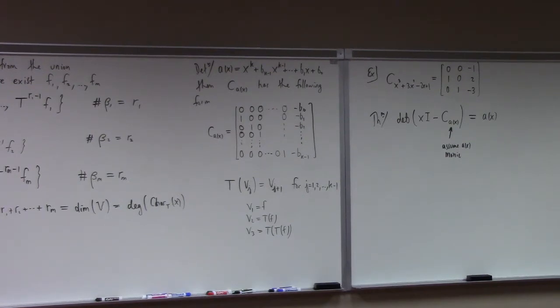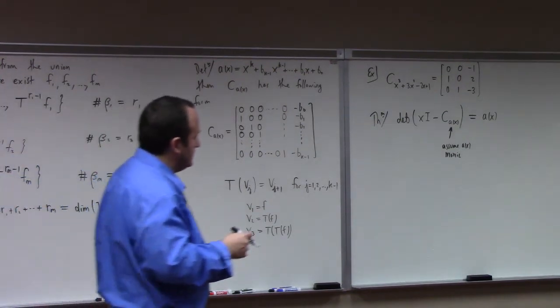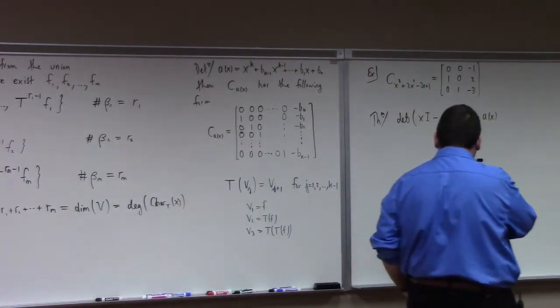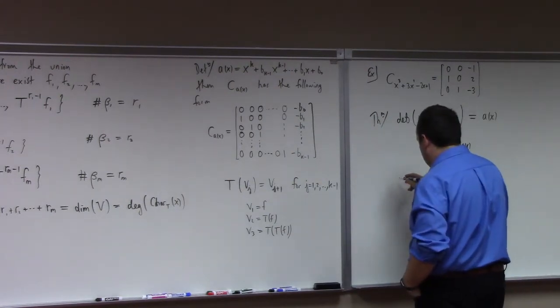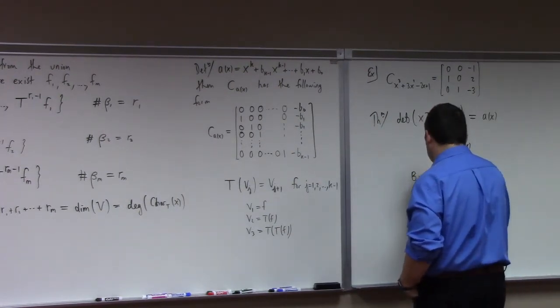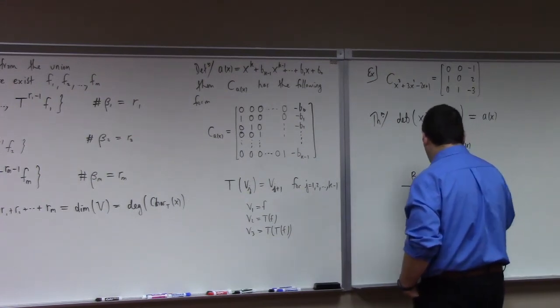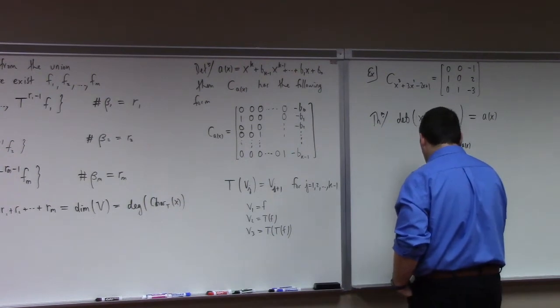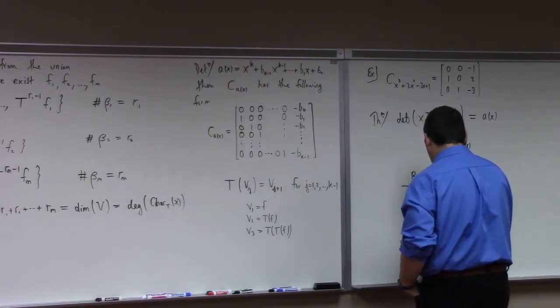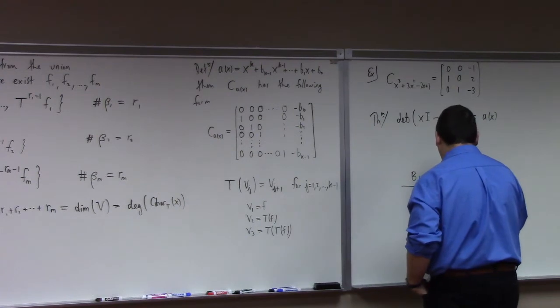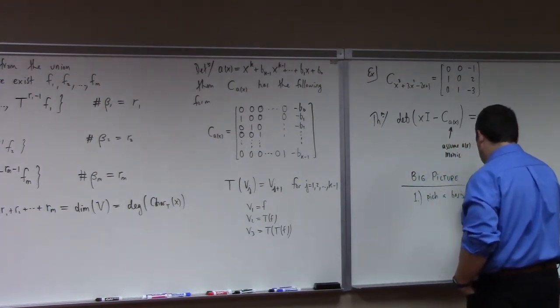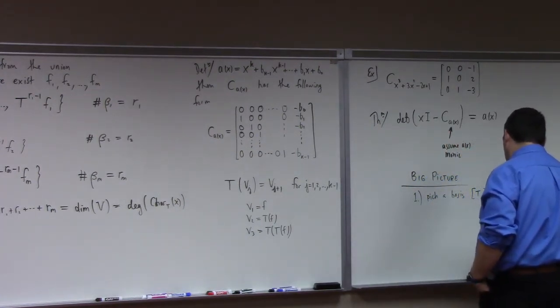So I can actually get to the point here. So here's the big picture. One, pick a basis and look at the matrix of T with respect to that basis, call it A, all right?